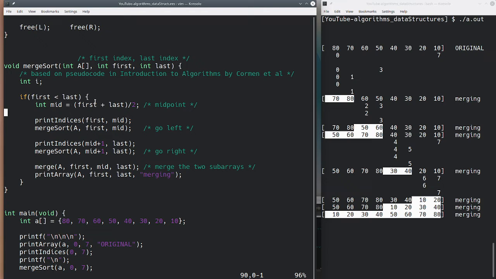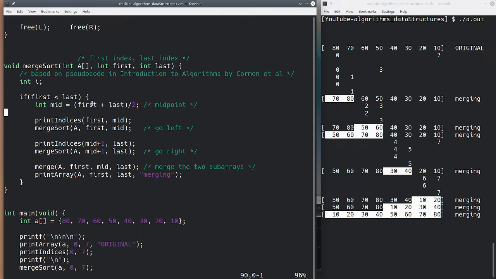In C, integer division is performed by truncating the result. So here for the first time, since first and last are 0 and 7 respectively, I have 0 plus 7 is 7 divided by 2 is 3.5, but since we truncate, we drop off the 0.5. And since the result here is a positive number, truncating will be the equivalent of a floor function. If I had a negative number, truncation and floor functions aren't actually the same, so I wouldn't be able to use this in that case. But indices will always be non-negative, so this will work.